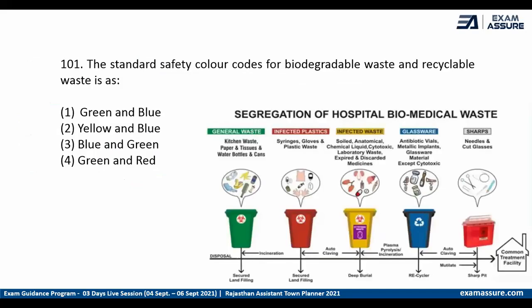The standard safety color codes for biodegradable waste and recyclable waste. I think this is fairly easy. For biodegradable waste, it is green, and for recyclable waste, it is blue. Again, you can go by the number of repetitions each one has. Blue is repeated thrice, green is repeated thrice. There are options to confuse you, so you have to be careful while attempting. The first thing is biodegradable, so it should be green, and recyclable is coming later, so it would be blue later, not blue and green. Okay, green and blue is the answer. Let's move to the next question.